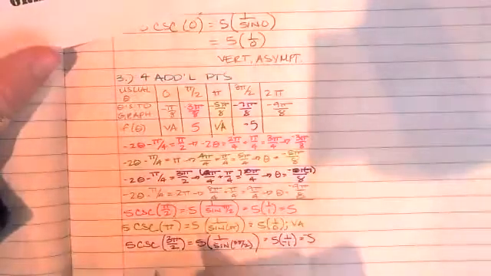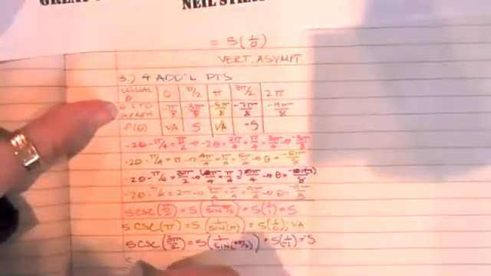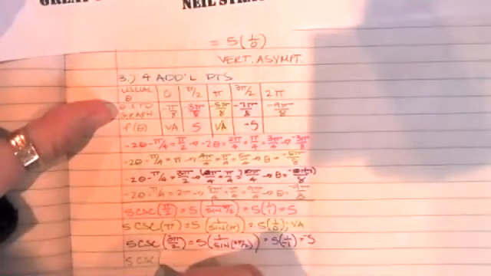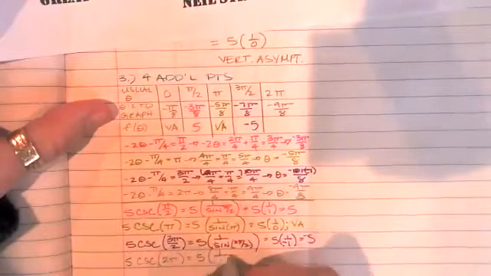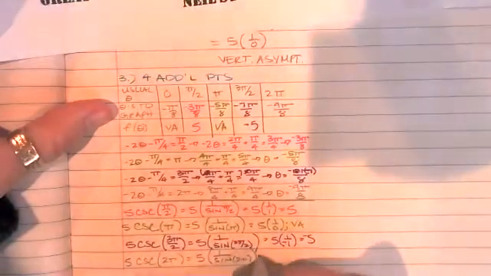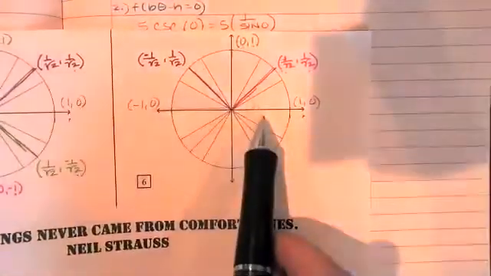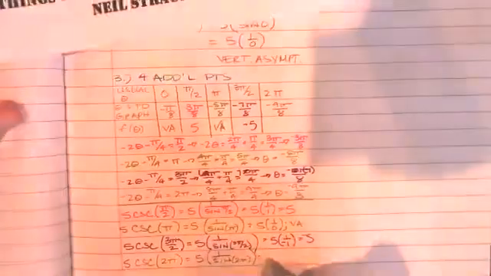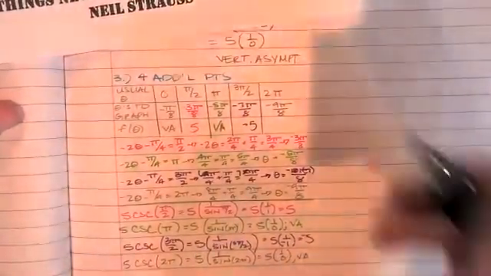And then lastly, we have 5 times the cosecant of 2 pi, which we suspect will be another vertical asymptote. Yeah, so 2 pi is 1 whole revolution, and the y coordinate is 0. So this will be 5 times 1 over 0, which is a vertical asymptote.